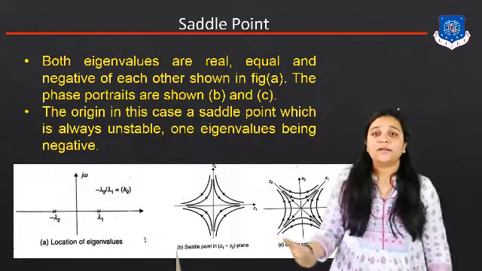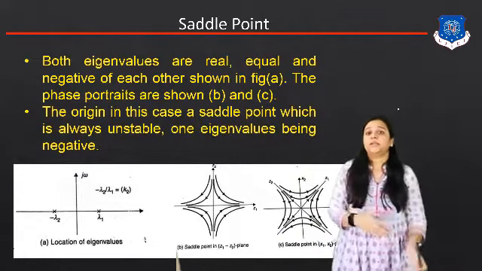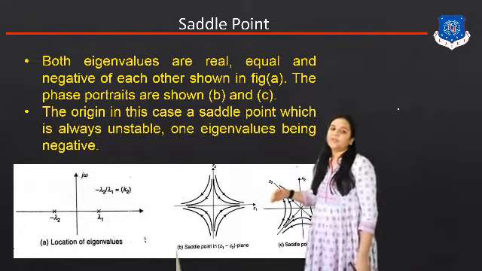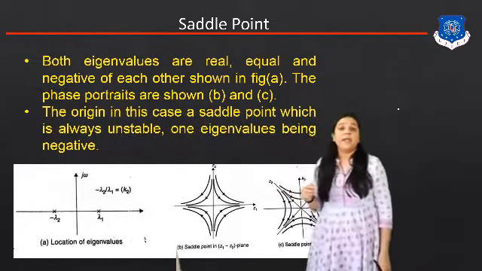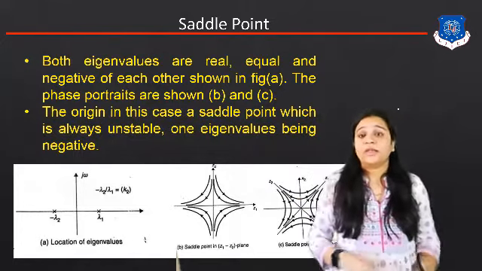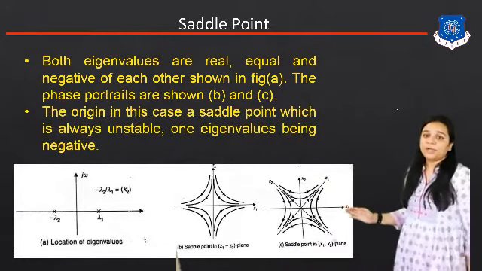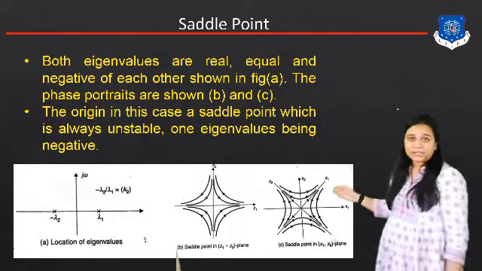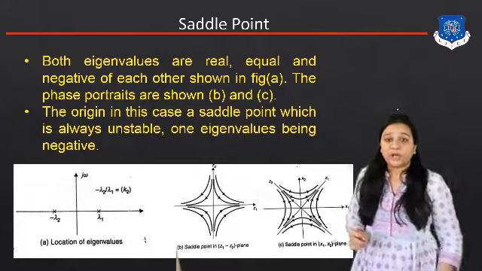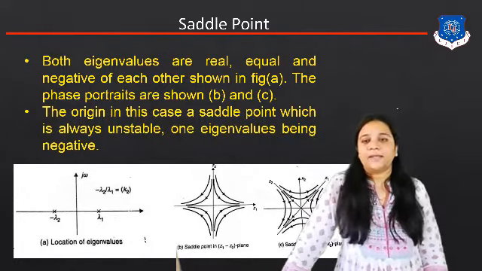Okay, the second condition is if both the eigenvalues are real, equal and the negative of each other, as shown in the figure. So one root is in the left hand side and one root is in the right hand side, and the magnitudes of both eigenvalues will be equal. So we can get the phase portrait shown in the figure in this manner. The origin in this case is a saddle point, which is always unstable because one value of lambda lies in the right hand plane.